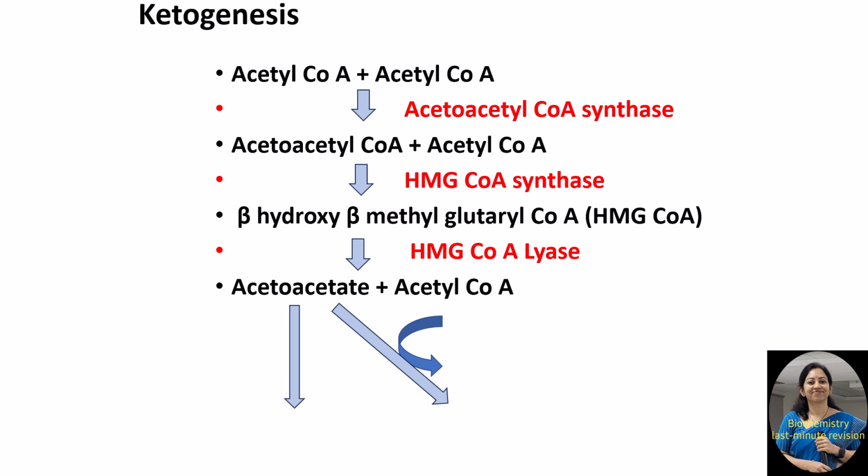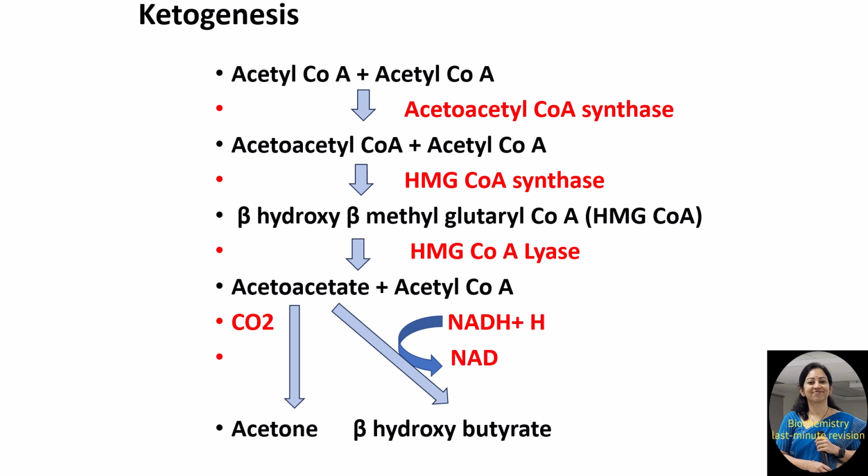So acetoacetate is a primary ketone body. This is the first ketone body formed from the lyase reaction of HMG-CoA. Now, this acetoacetate can undergo spontaneous non-enzymatic decarboxylation to form acetone, and it can undergo reduction to form beta-hydroxybutyrate. The reducing agent is NADH.